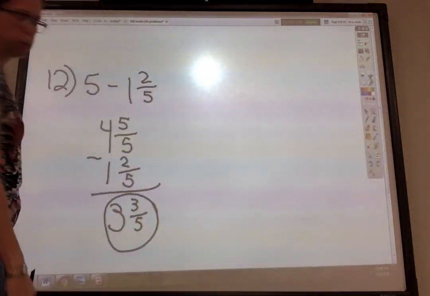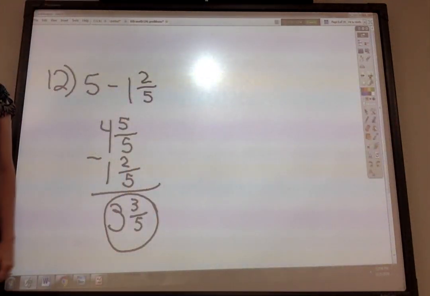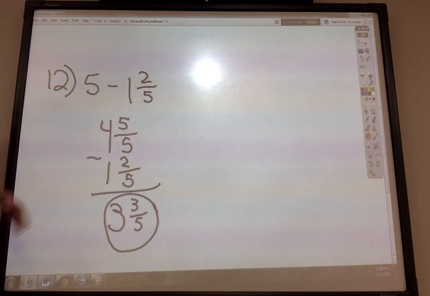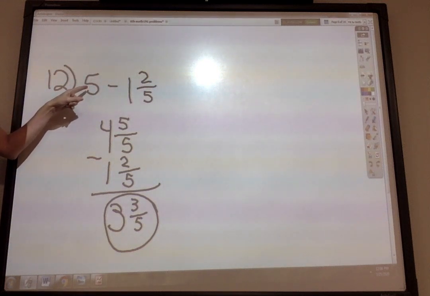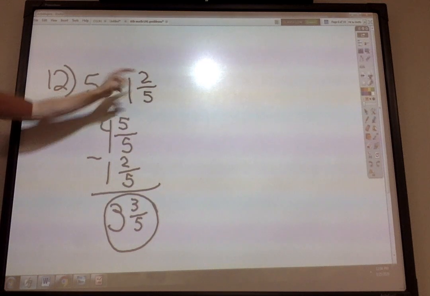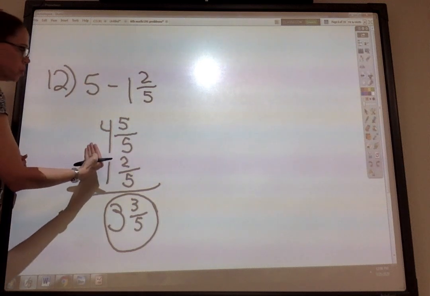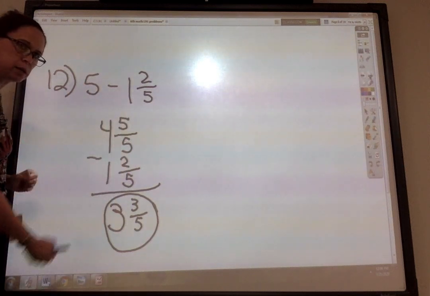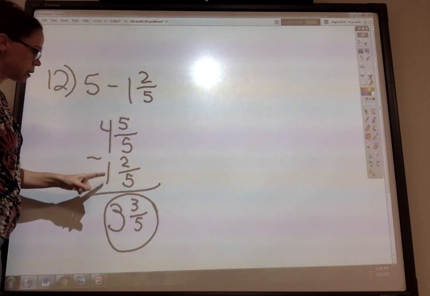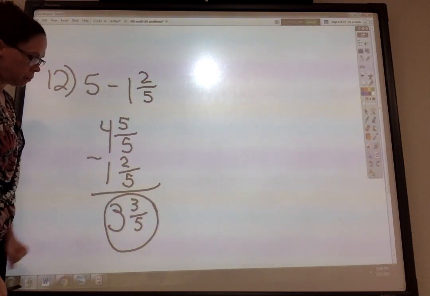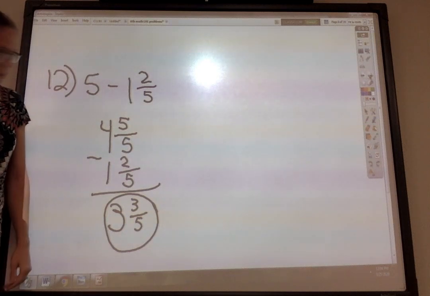Next we had our subtraction of a fractional number or a mixed number from a whole number: 5 minus 1 2/5. I changed my 5 into a mixed number. My 5 became 4 and 5/5, because 4 and 5/5 is the same thing as 5. Now I can take away 1 2/5, and my final answer is 3 3/5.